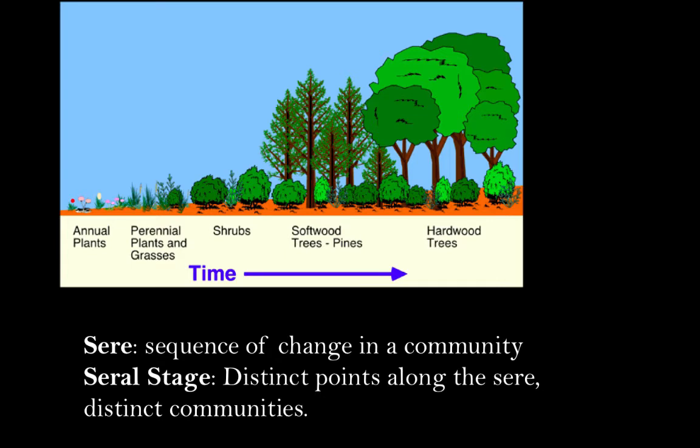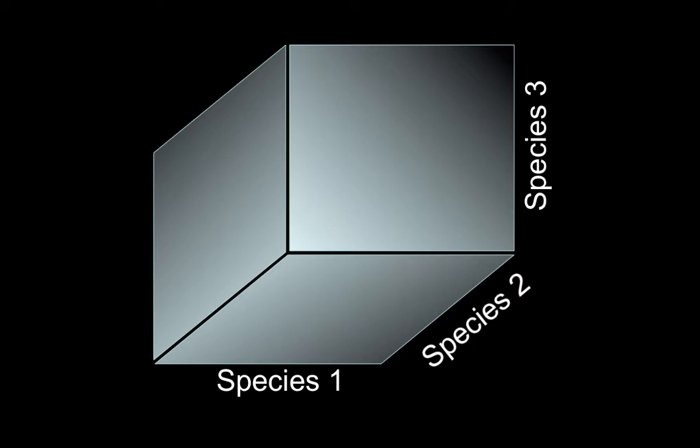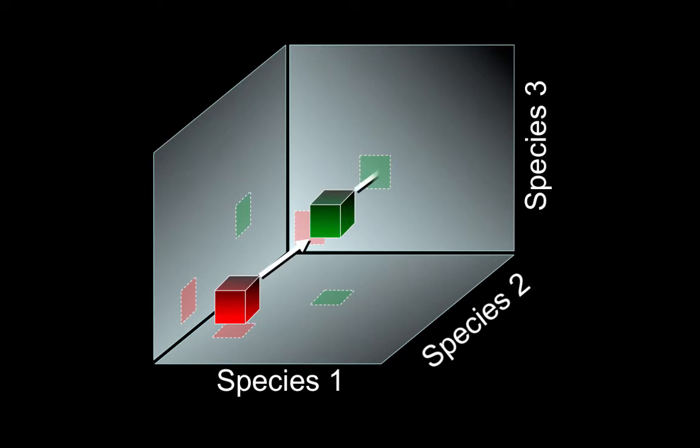Seral stage is just a distinct point along the sere, but the sere is a continuous sequence of change in a community. So we can think about communities in terms of the species that occur. And so if we have a graph of species 1 from not very abundant to very abundant, species 2 not very abundant to very abundant, and species 3 not very abundant to very abundant, we can imagine a given community being made up of a little bit of species 1, a little bit of species 2, and a little bit of species 3. Over time, this community might change such that all of the members of the community just get more abundant. And so here you have a lot of species 1, a lot of species 2, and a lot of species 3. This is a community changing over time, but they're changing mainly in the total abundance of organisms, not their relative abundance to one another.